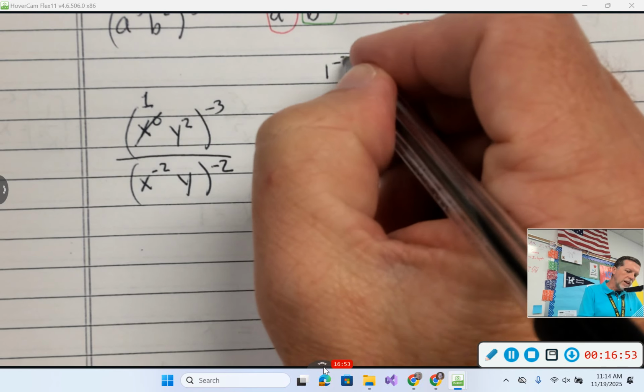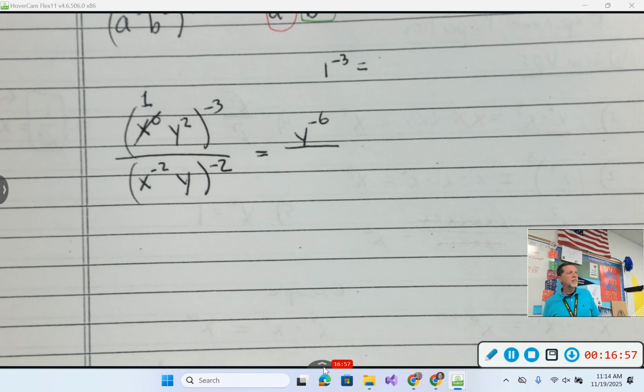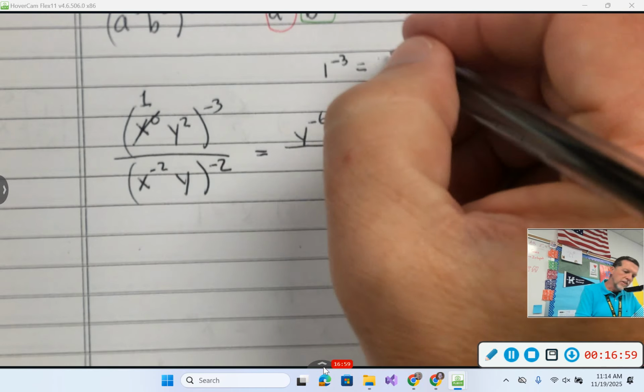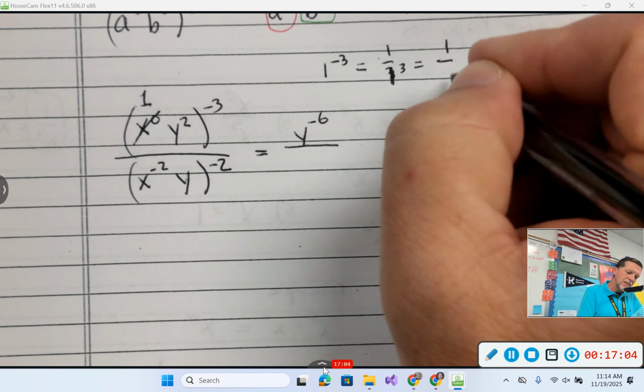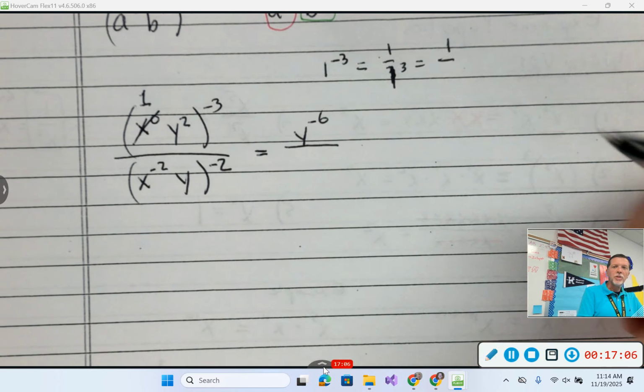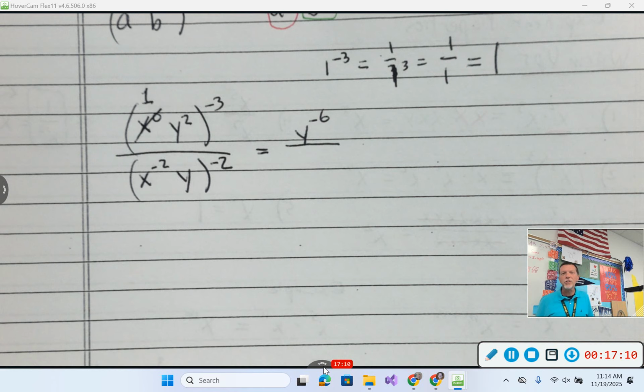So like 1 to the negative 3? Yeah. Okay. So what does that mean we do with the 1? Flip it over. And what's 1 cubed? 1 times 1 times 1 is 1, and 1 divided by 1 is 1. So that's a lot of steps to show that 1 to the negative 3 is still just 1.